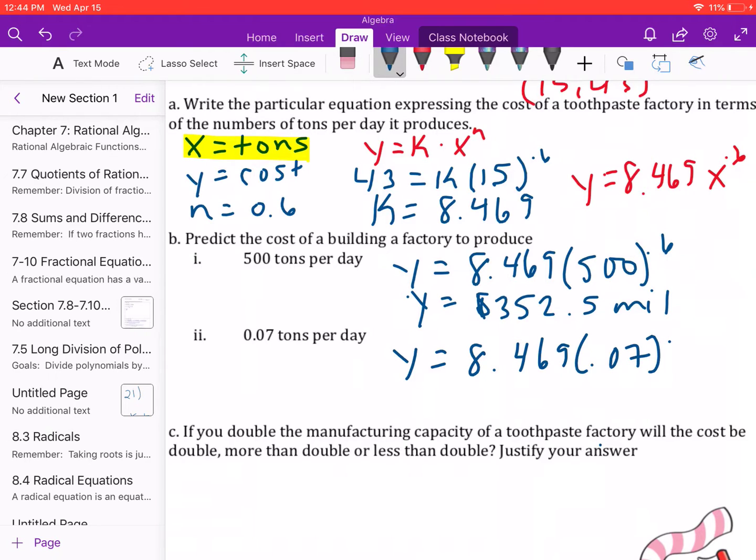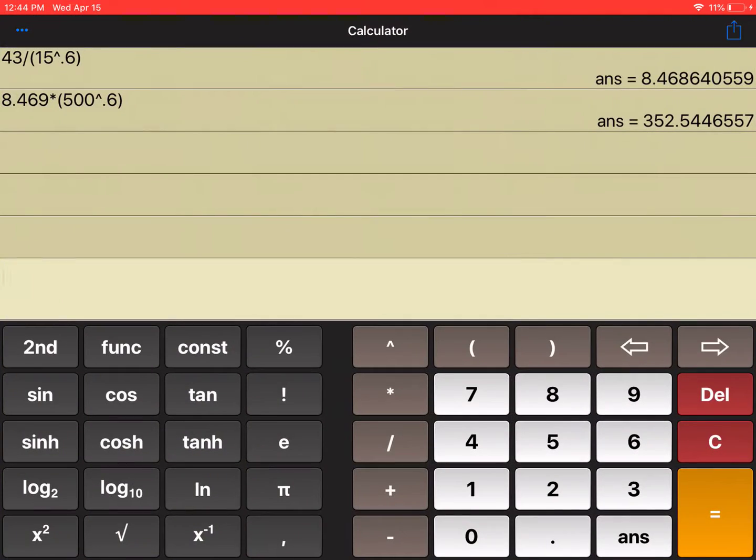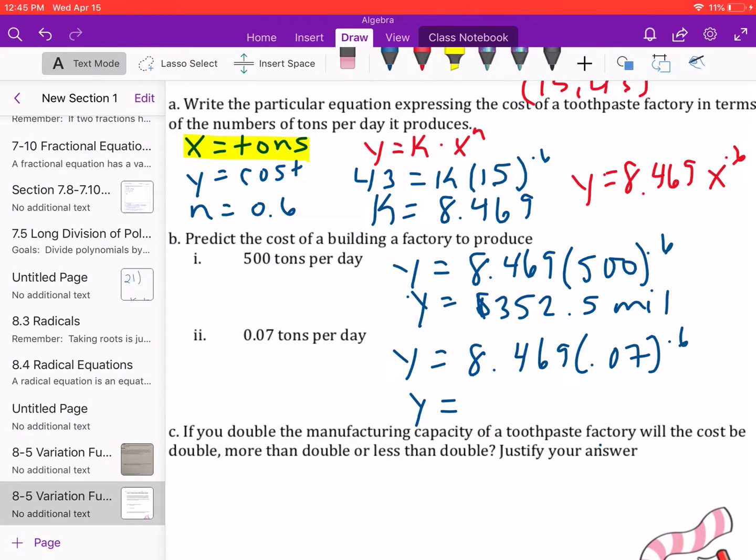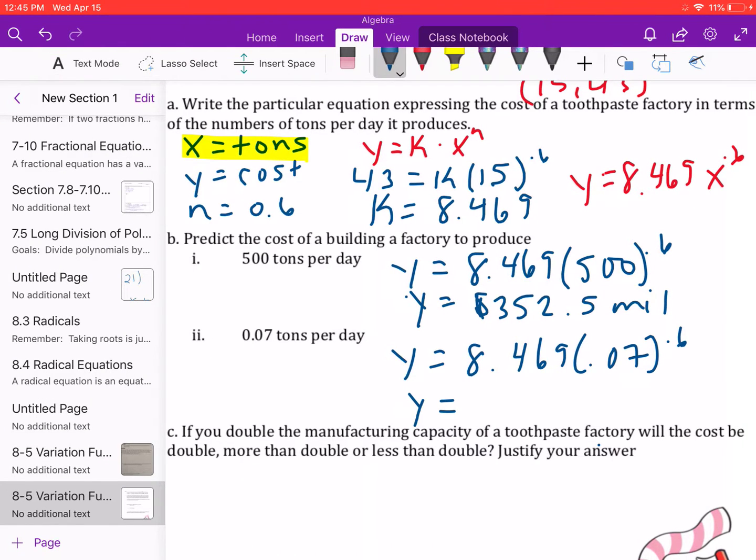8.469 times 500 all raised to the 0.6 power. And we're going to come out with $352.5 million. So that solution becomes $352.5 million. The next part of the problem is asking us, well, what if it's 0.07 tons per day?